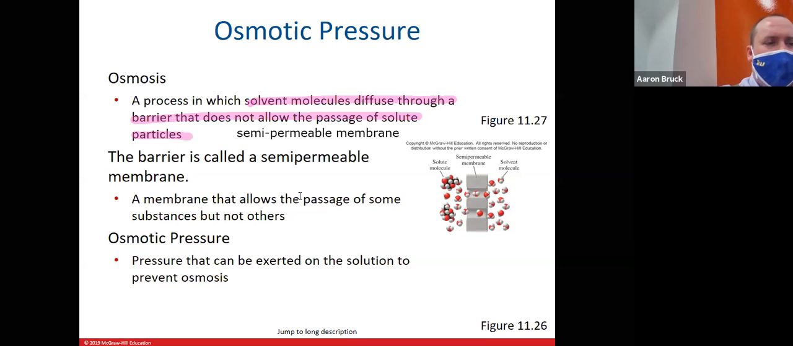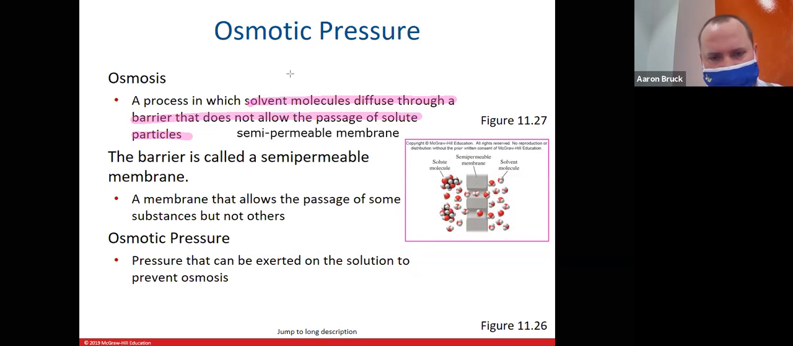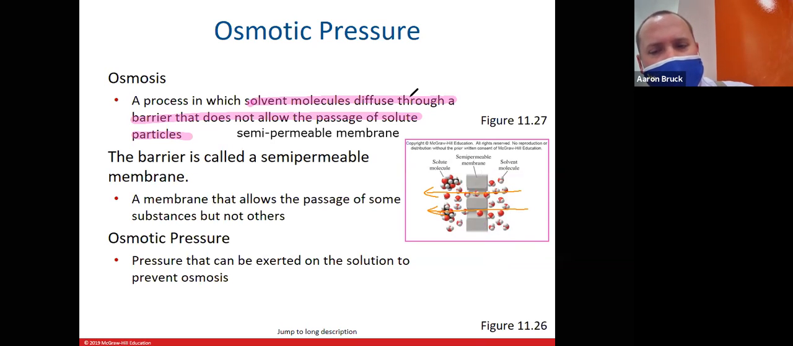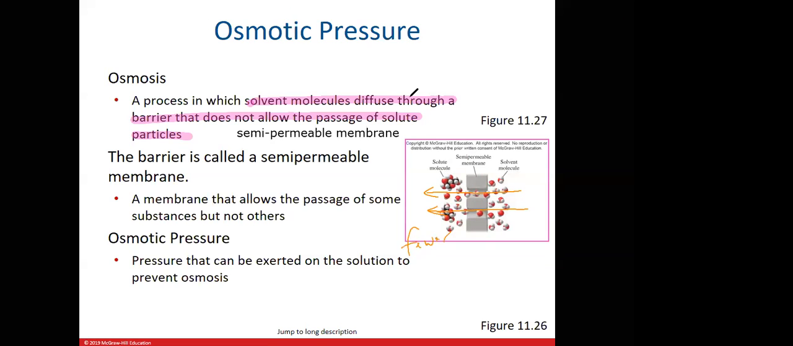Take a look at this picture here. We can see that the net flow of substance is going from the solvent side to the side that has more solute. Water molecules are going in the direction from right to left because there are fewer water molecules on this side than on the other side.